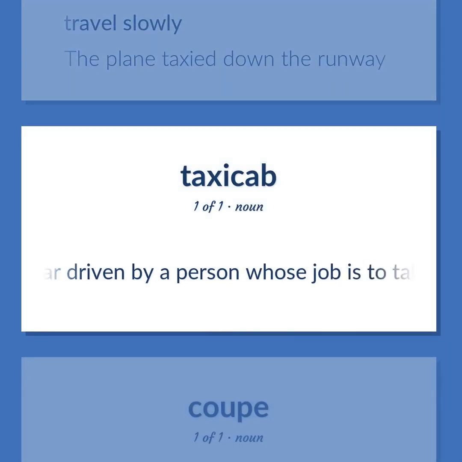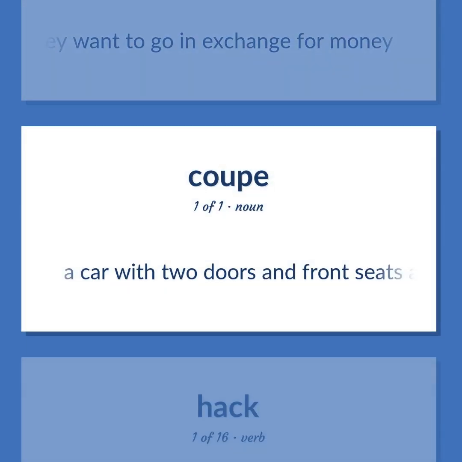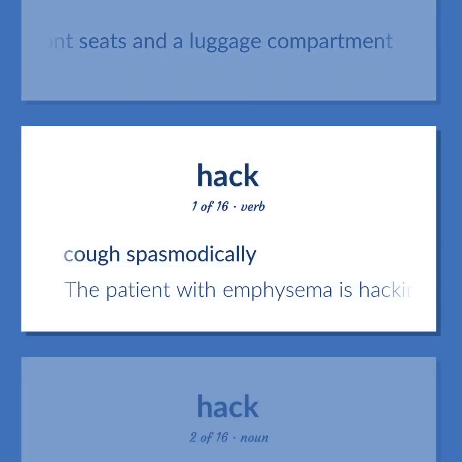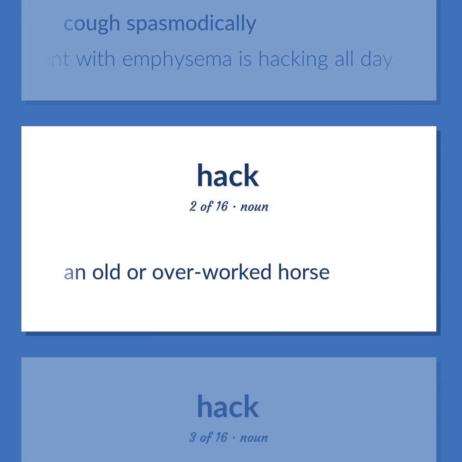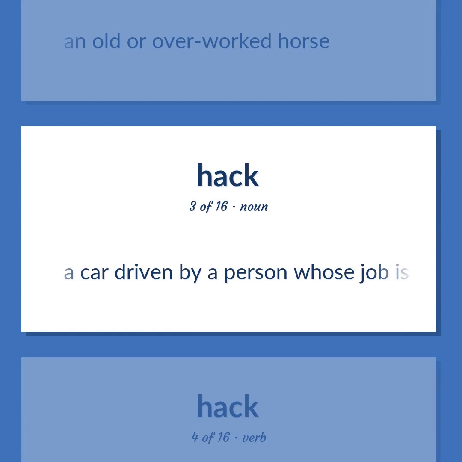A car driven by a person whose job is to take passengers where they want to go in exchange for money. A car with two doors and front seats and a luggage compartment. Cough spasmodically. The patient with emphysema is hacking all day. An old or overworked horse. A car driven by a person whose job is to take passengers where they want to go in exchange for money.